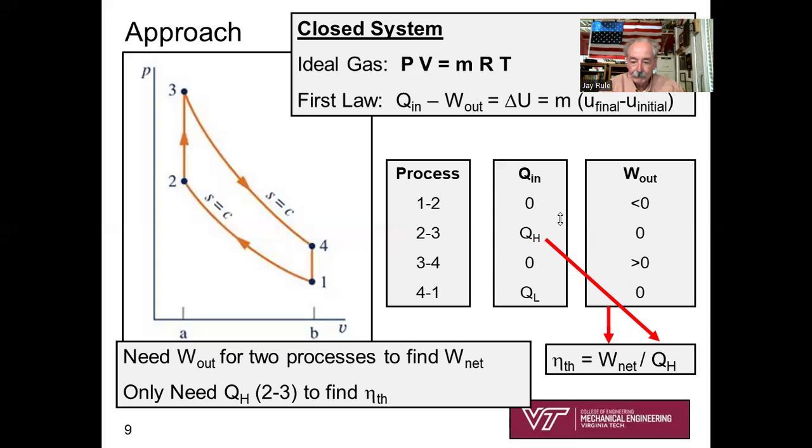And so I see in my planning, if I can get QH, I've got the denominator, and if I add up all my work outs, I get W net, and I've got the thermal efficiency, and I'm home free. So I only need work out for 2 processes, and I only need QH. So I'm not going to do anything more than I have to do. Okay, there's my plan.